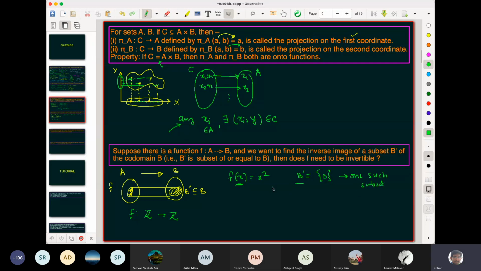That's not an issue. But the question is that if for all subsets I have a pre-image of them, then obviously that has to be invertible. Because otherwise, all subsets means the subset equal to the whole set also. The equal to case will otherwise contradict.